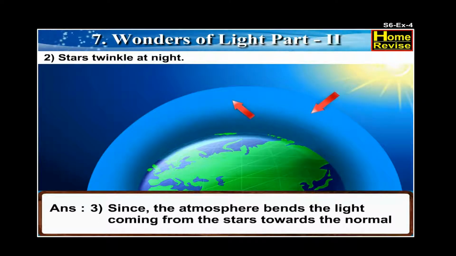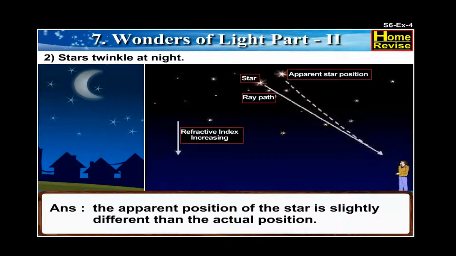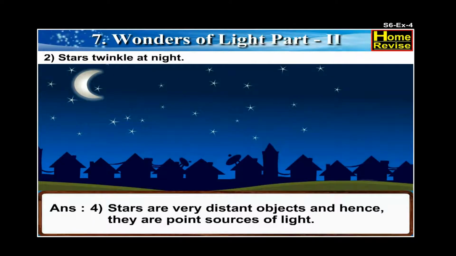3. Since the atmosphere bends the light coming from the stars towards the normal, the apparent position of the star is slightly different than the actual position. 4. Stars are very distant objects and hence they are point sources of light.